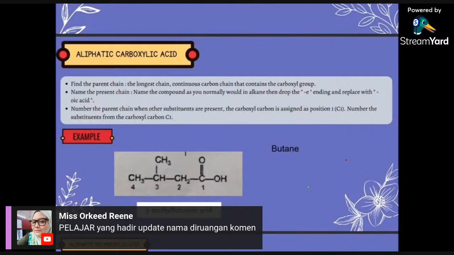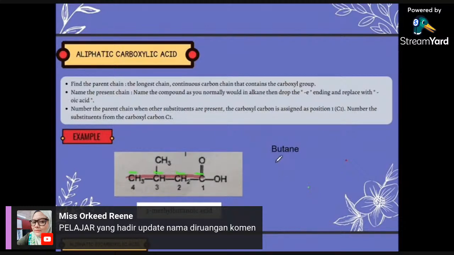group. Nombor satu ni dia suruh kita identify dulu manakah rantai terpanjang di dalam compound ini. So, ini merupakan rantai terpanjang dalam compound ini. Number two, you should name the parent chain. Name the compound as you normally would in alkane, then drop the E letter ending and replace with oic acid. So, nombor 2 ni suruh kita identify berapakah karbon di dalam parent chain compound ini. So, di sini ada 1, 2, 3 dan 4.